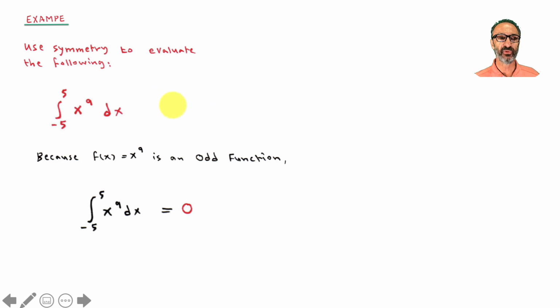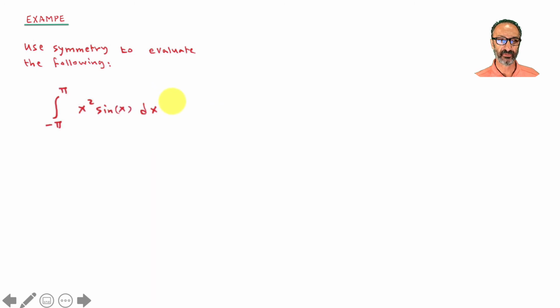A different one which is more interesting. Use symmetry to evaluate the following. Well, if you take your time and graph it, you will see the symmetry. x to the second by itself is even. Sine x by itself is odd. As a product, it's going to end up even or odd. It's going to end up odd.